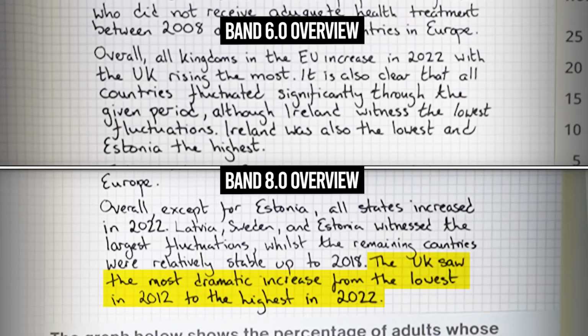The UK saw the most dramatic increase from the lowest in 2012 to the highest in 2022. So if we think about this just practically, they went from the best in 2012 to the worst in 2022. That is very significant, so we should put that in our overview.